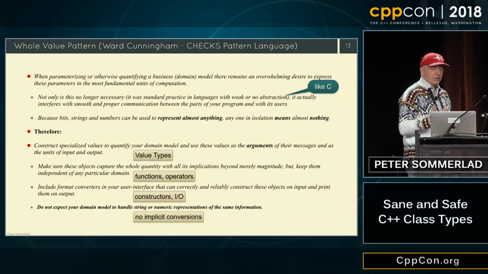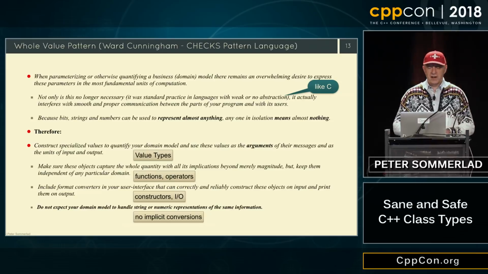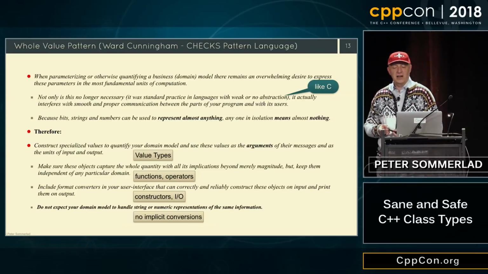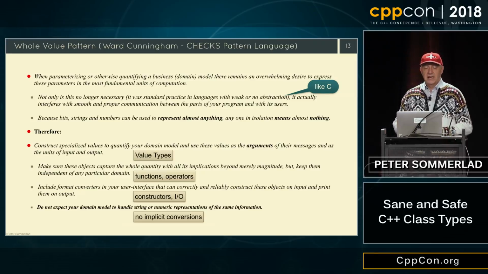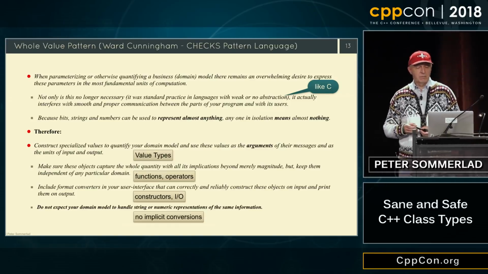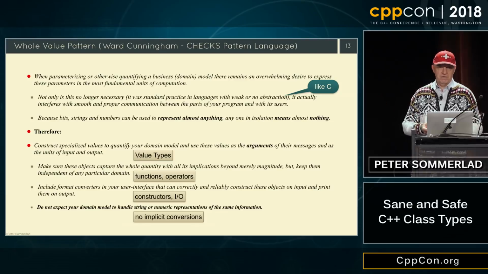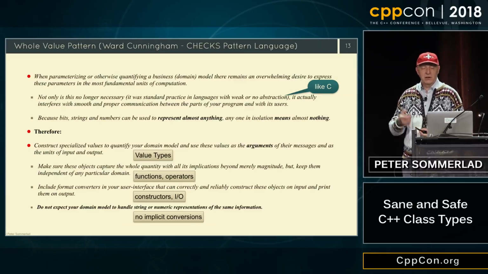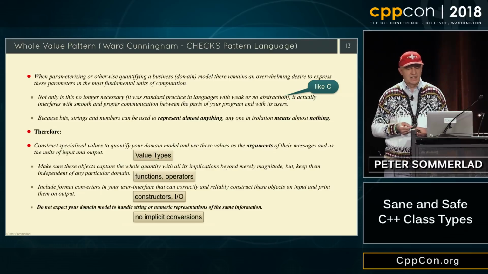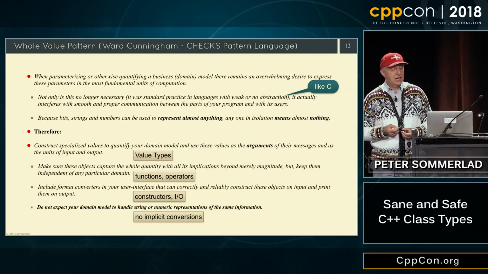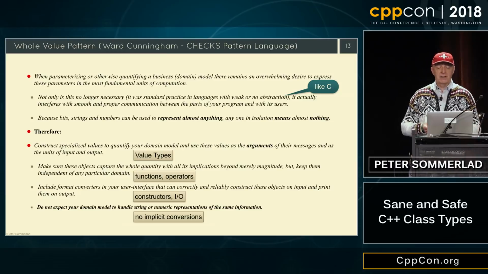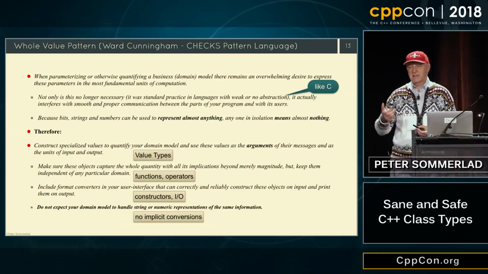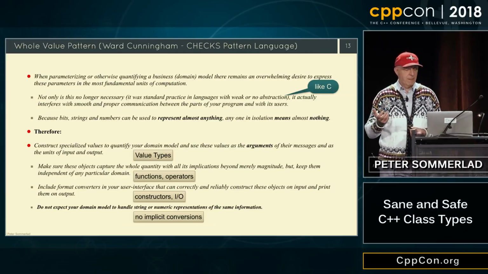Therefore, construct specialized values to quantify your domain model and use these values as arguments of their messages, which is functions in C++ terminology, and as the units of input and output. That's what value types are for, strong types. Make sure these objects capture the whole quantity with all its implications beyond merely magnitude, but keep them independent of any particular domain. So we add functions and operators to operate on them.